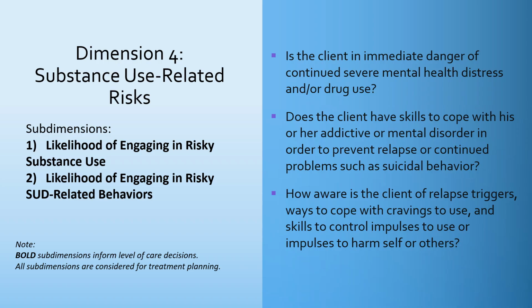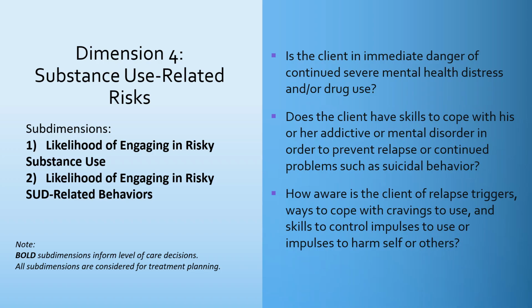Is the client in a place where they have skills to cope with their addictive or mental disorder to prevent relapse? Some of this is going to inform whether we're looking at a residential recommendation, a hospital-based recommendation, or an outpatient recommendation in terms of level of care. Does the client have insight and awareness when it comes to their relapse triggers, ways that they can cope with cravings? Do they have skills to control those impulses?